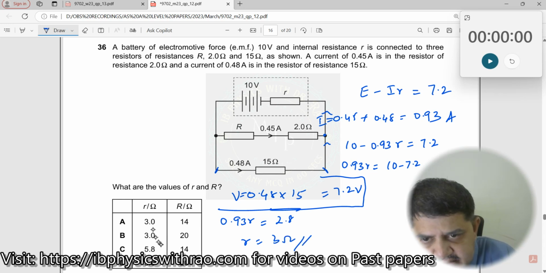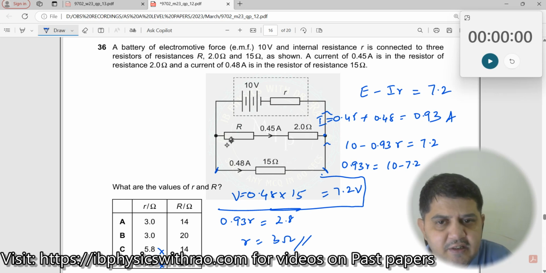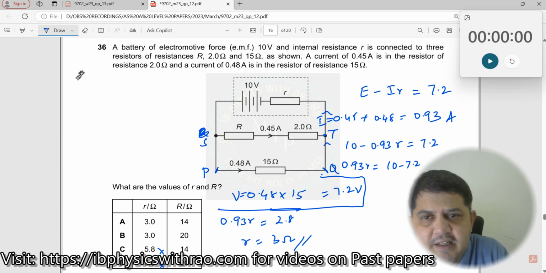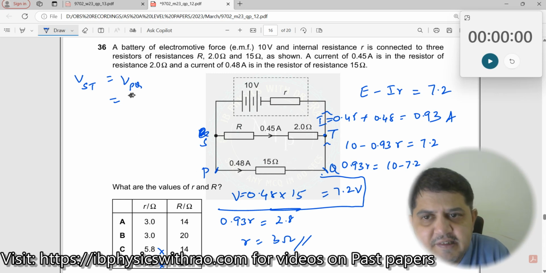So definitely these two options for small r are incorrect. It should either be 14 or 20. That's what we need to know. Now, which is this capital R over here? We already know this potential difference, and it should be the same as this potential difference. If I say these two are P and Q here, and this is R, and this is S and T, we can write VST should be equal to VPQ. And VPQ is already determined: 0.48 into 15, which is 7.2 volt.